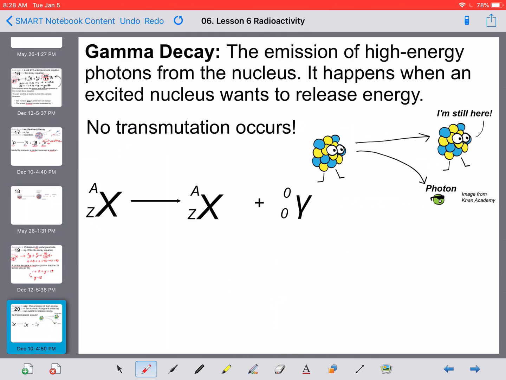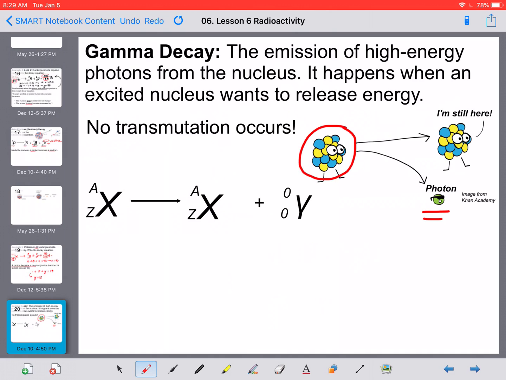Okay, gamma decay. Last type of decay. So gamma decay is the emission of high energy photons from the nucleus. It happens when an excited nucleus wants to release energy. So the idea is this nucleus here, this is the one that we're starting with. So this is the parent nucleus. This parent nucleus currently has a lot of energy. It has too much energy, and it wants to get rid of some of that energy. The way that it gets rid of the energy is by releasing a photon, specifically a gamma photon.